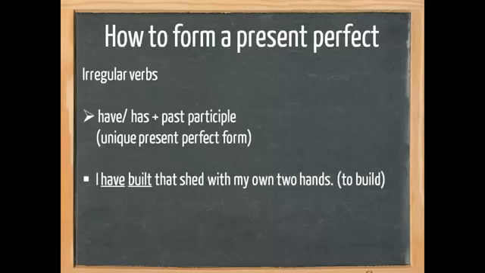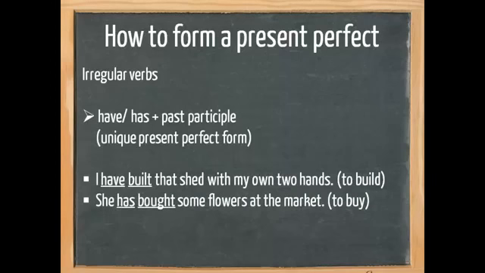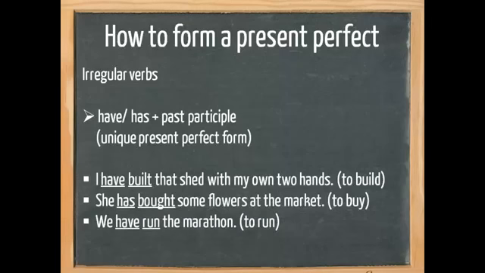I've built that shed with my own two hands. The infinitive form of the verb is to build with a D. She has bought some flowers at the market. The infinitive form of the verb is to buy. We have run the marathon. The infinitive form of the verb is to run.